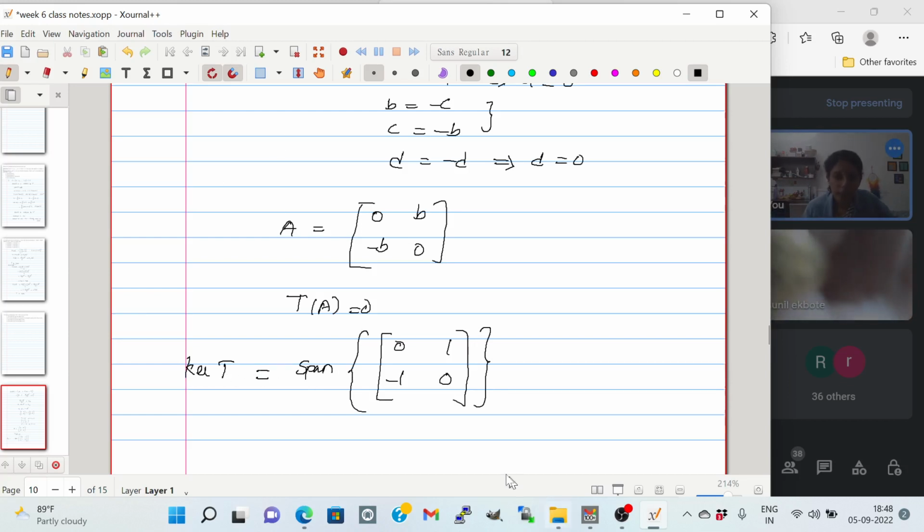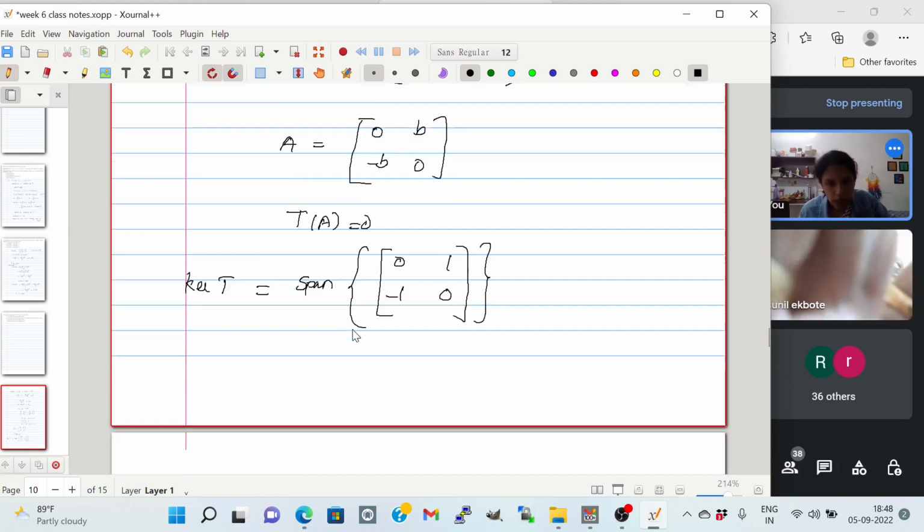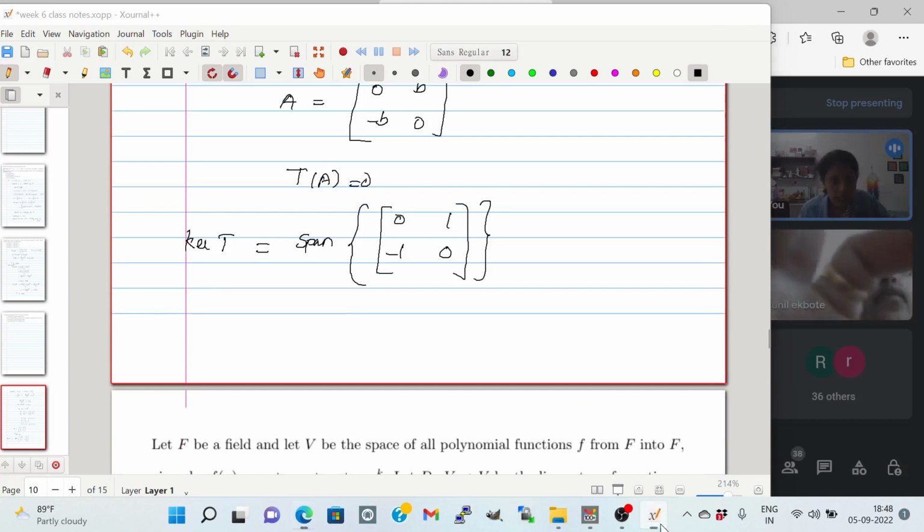This is a single non-zero element, so it is linearly independent. Any element in the kernel of T is of the form [0, B; minus B, 0]. We just take scalar multiplication, which is our linear combination here. So the span of this element is our kernel of T. Is this clear, everyone?